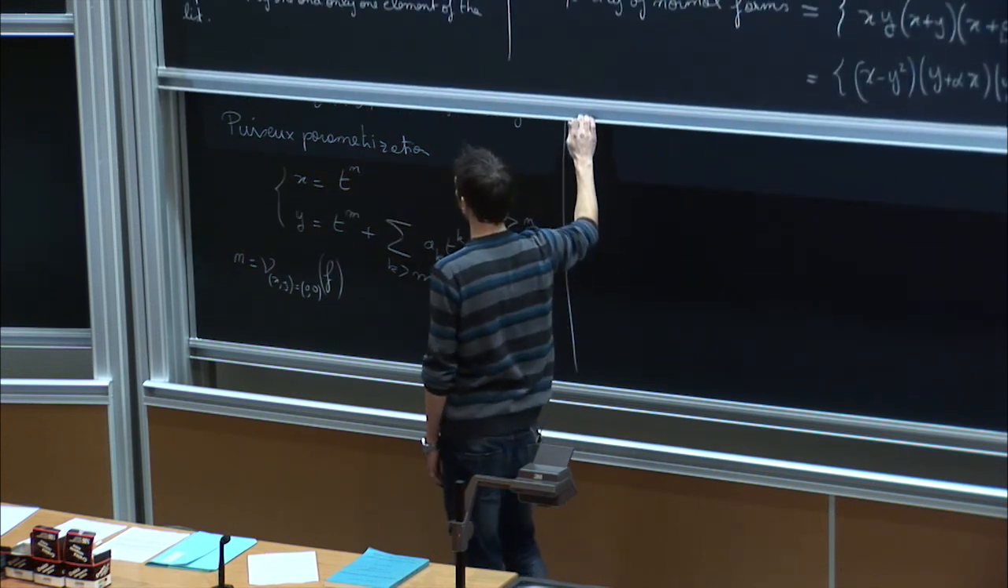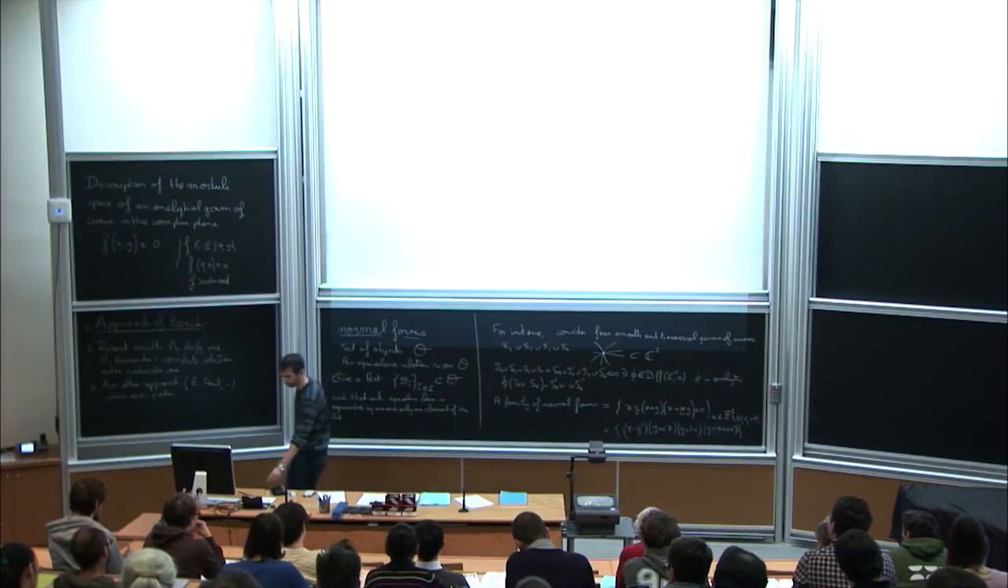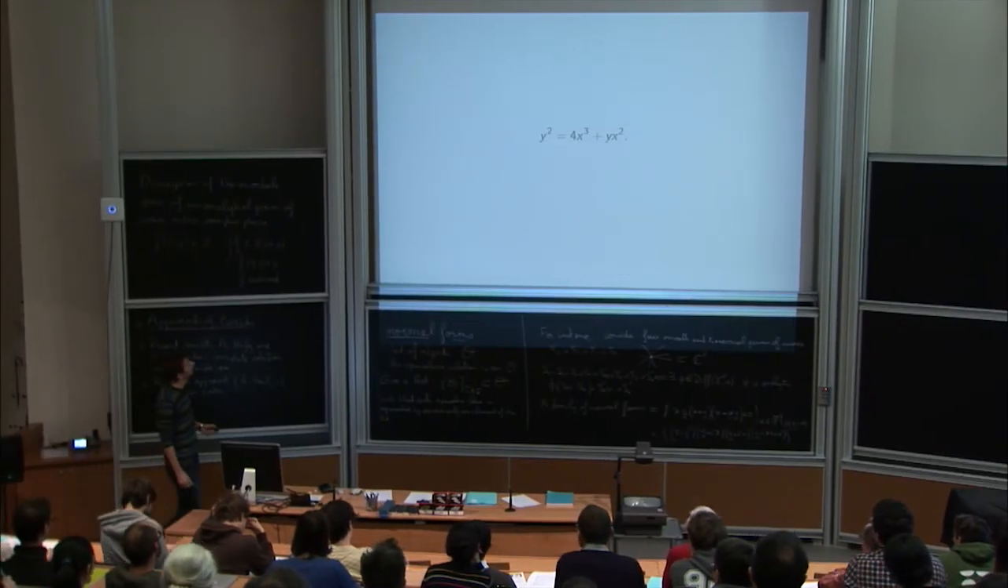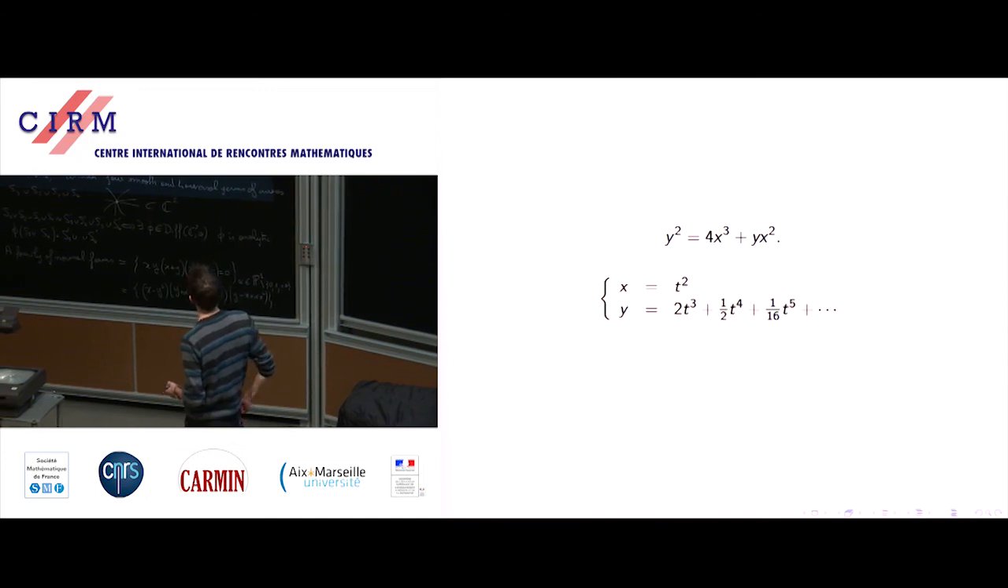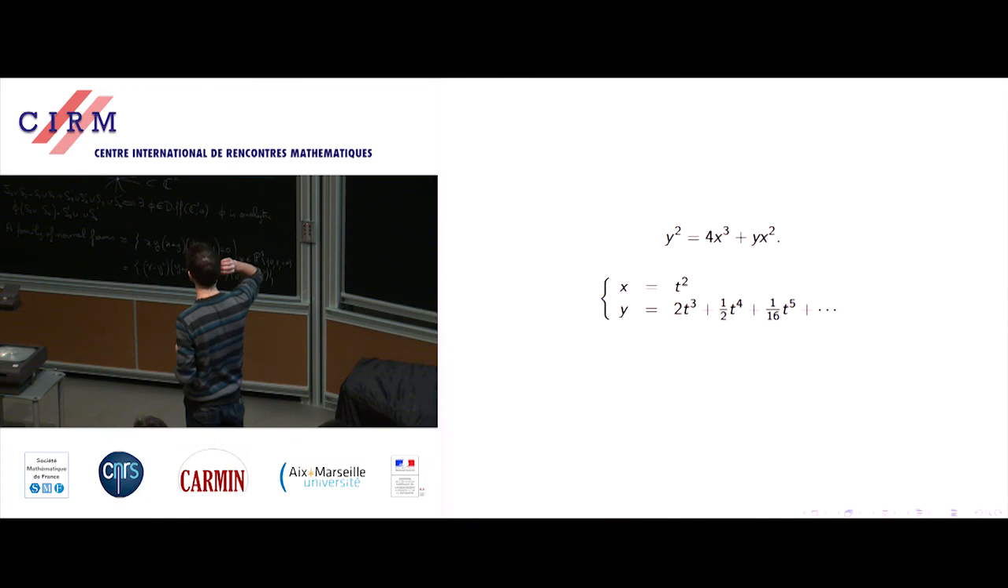So let me give you an explicit example that I computed myself last week. Okay, for instance, consider the following simple curve given by this equation, y squared is equal to this expression in x and y. So the Puiseux parametrization of this curve has the following form. I made the computation by hand, actually, not using computers. And the 1 over 16 is exactly correct. Okay. And of course, here the series is infinite.